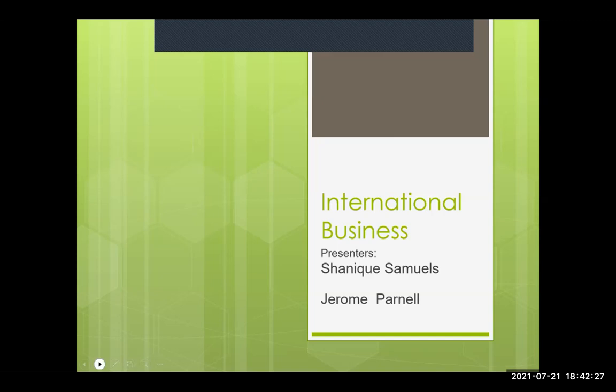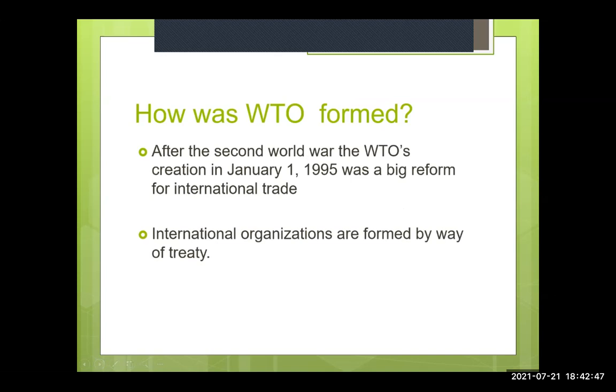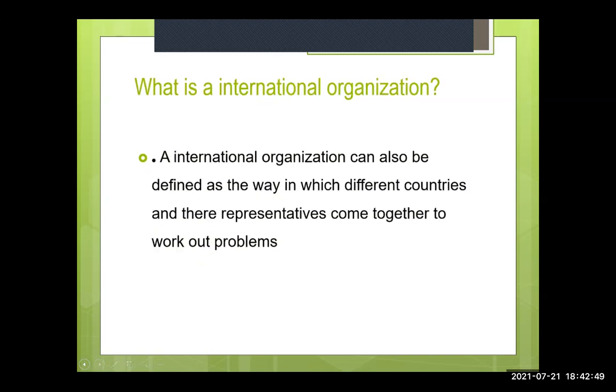So what is an international organization? Basically, an international organization can be defined as the way in which countries and their representatives come together to work out problems. That's a simple definition. Before we move on, I want to give another definition.